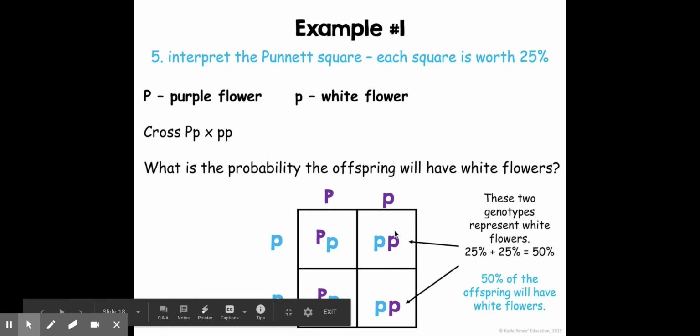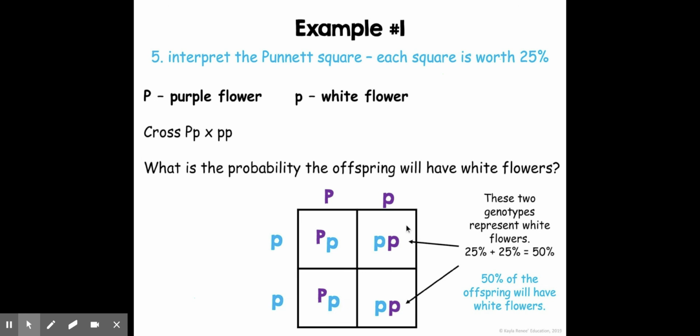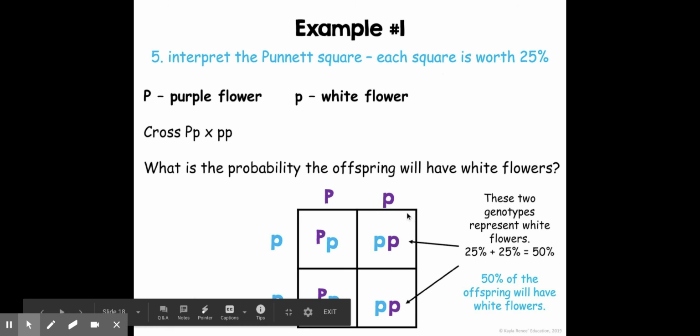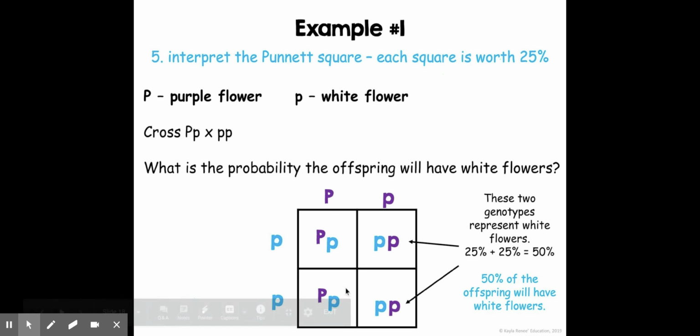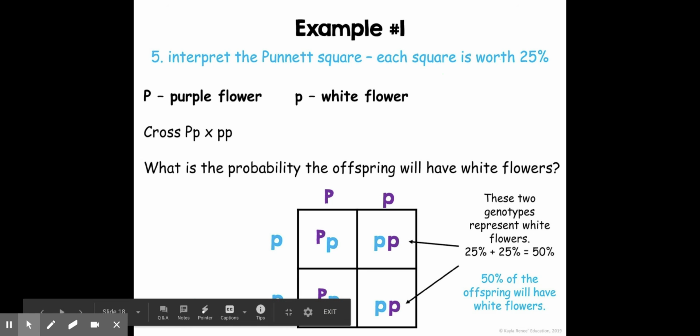So again, there's a 50% chance, because I have 25 and 25%, that the offspring will have white flowers. We don't have to worry about this because the question is not asking for purple flowers. But if you were looking, we also have 2 boxes of purple phenotype flowers.